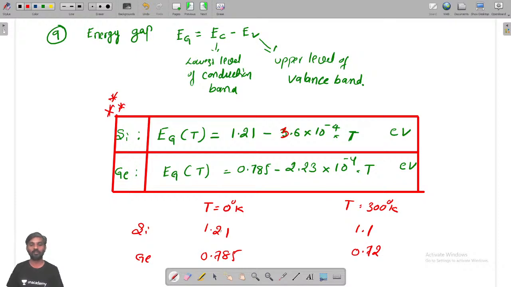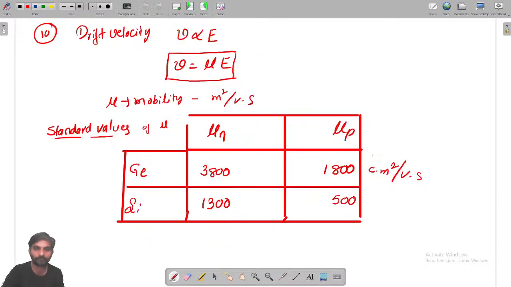1.1 for silicon and 0.72 for germanium at T equal to 300 degrees Kelvin. And drift velocity V is directly proportional to the electric field E, and the proportionality constant is called mobility.